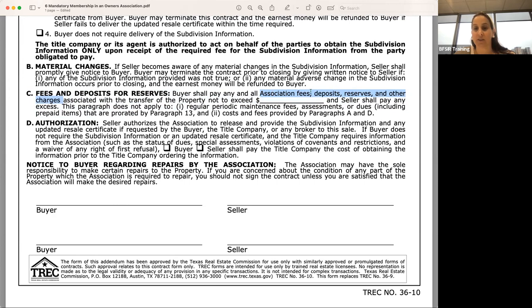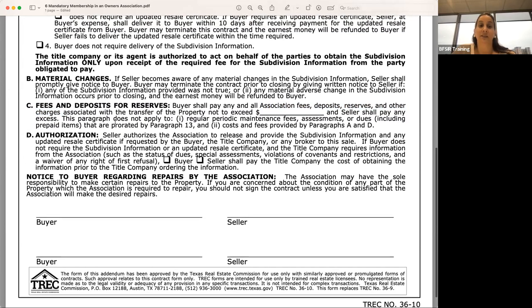Any and all association fees, deposit reserves, and other charges associated with the transfer. Right? Including an unpaid assessment or something like that. No, I mean, assessments are going to be different. You're going to have to address that. This paragraph does not apply to fees, assessments, or dues that are prorated and costs and fees. So if there's an unpaid assessment, like that's going to come out of the seller's pocket at closing, unless you negotiate for it.